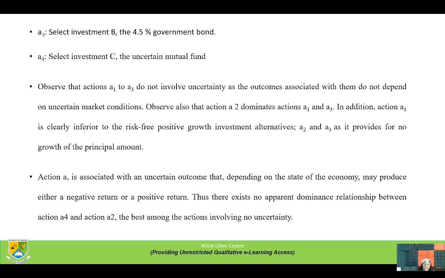Observe that actions A1 to A3 do not involve uncertainty, as the outcomes associated with them do not depend on uncertain market conditions. Observe also that action A2 dominates action A1 and A3. In addition, action A1 is clearly inferior to the risk-free positive growth investment alternatives A2 and A3, as it provides for no growth of the principal amount.